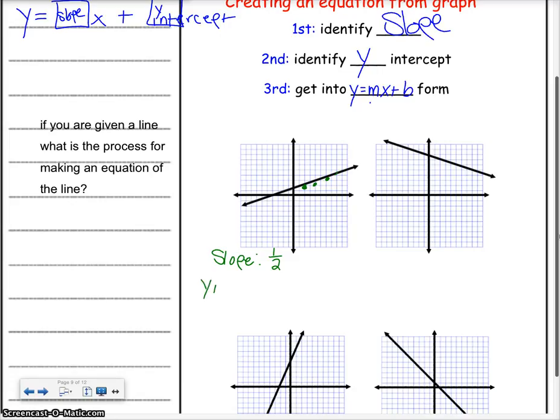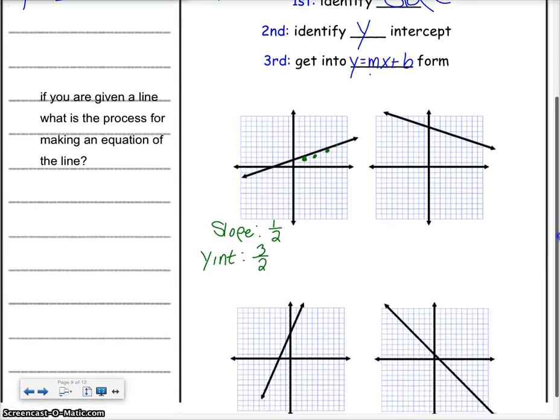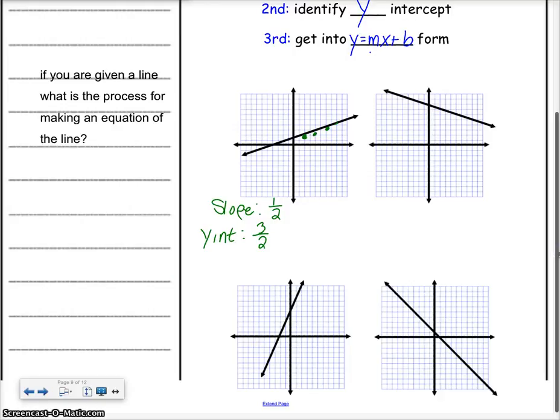My y-intercept, where did I cross the y-axis at? Looks like 1.5, right? Or 3/2. Or I don't know, is it trying to be 2? I'm just going to say 1.5, but use it as a fraction, 3 over 2. Then I get it into the form. Y equals my slope. What's my slope? 1/2 x plus my y-intercept, 3 over 2. It will not be that questionable on your homework. Okay.